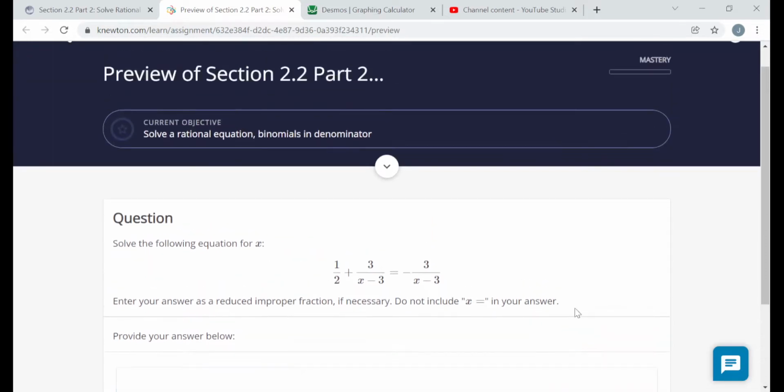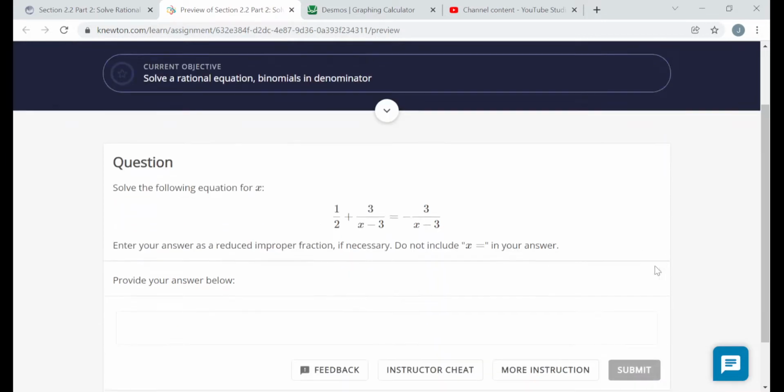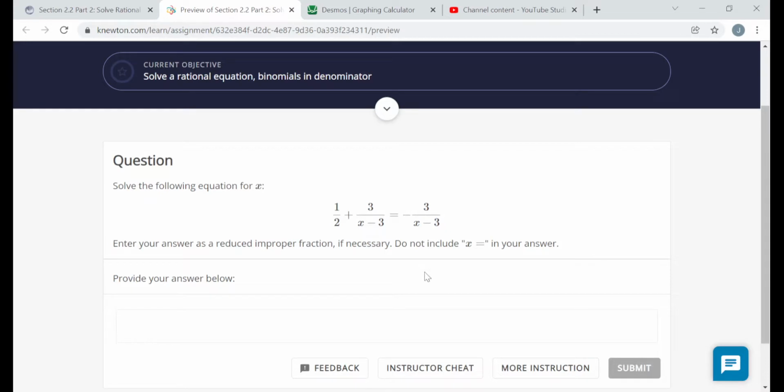Alright, so this first question is on the objective: solve a rational equation, binomials in the denominator. Well, it really doesn't matter what's in the denominators. Rational equations are just equations basically with fractions in them. But here we're going to see some of these fractions have variables in the denominator. The way I'm going to go about doing this first one is the same way I'm going to go about doing all of them for all 3 objectives. So I'm going to write out this equation we're given here and talk about the process.